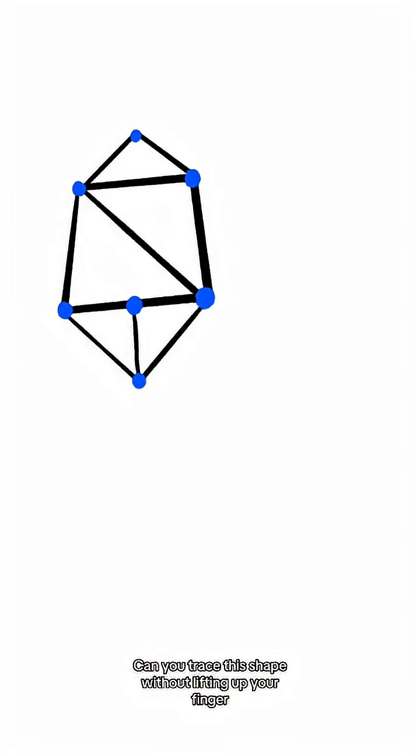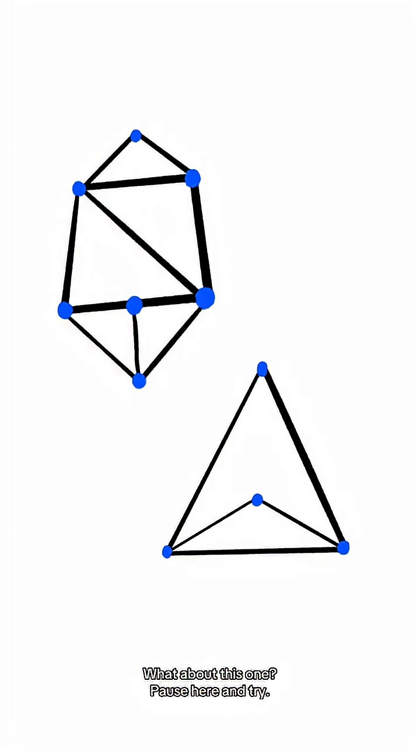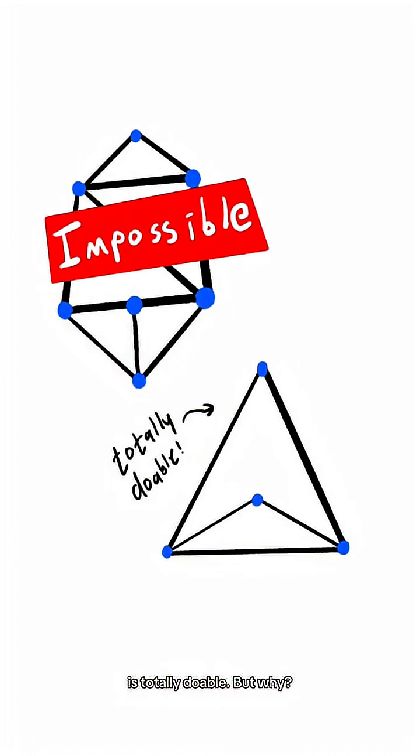Can you trace this shape without lifting up your finger and without going over any edge twice? What about this one? Pause here and try. Okay, the first one is impossible. The second one, though, is totally doable. But why? How do we know other than trial and error?